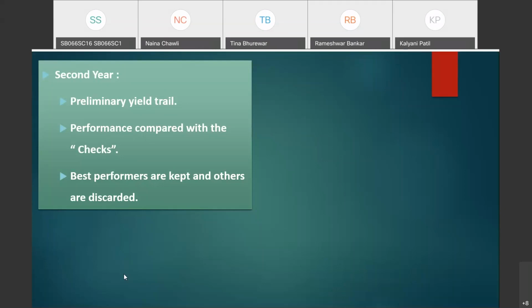Okay, in the second year preliminary yield trials are carried out. The composited seeds, the seeds which are composited in the first year, are sown in the field along with the existing superior variety, and these existing superior varieties are called the checks, and this is done for comparison. Okay, the plants are allowed to self or cross pollinate naturally, then observations are taken similarly to those taken in the first year.